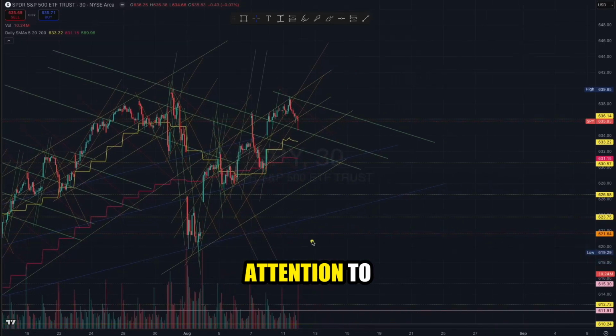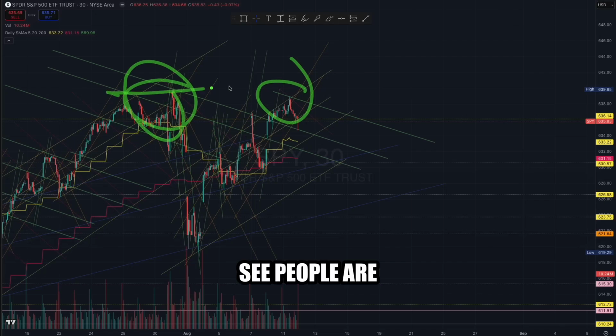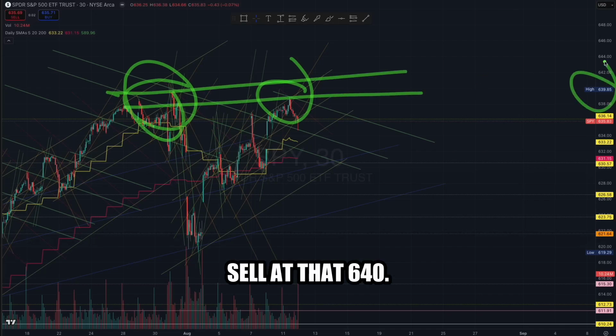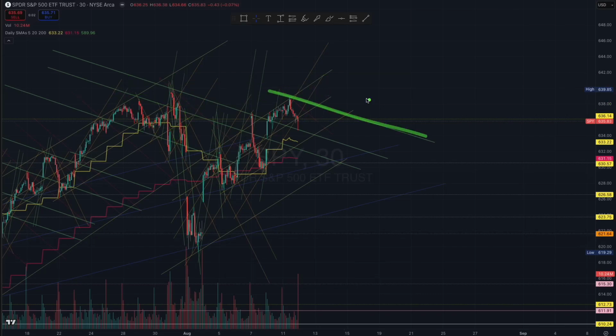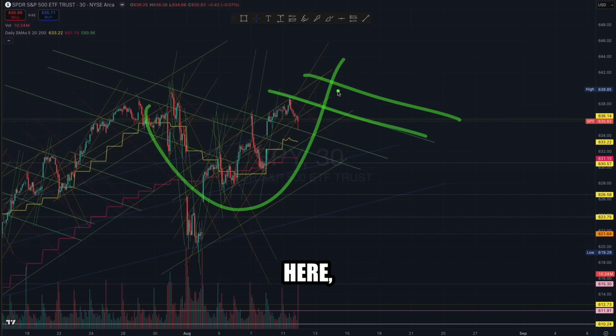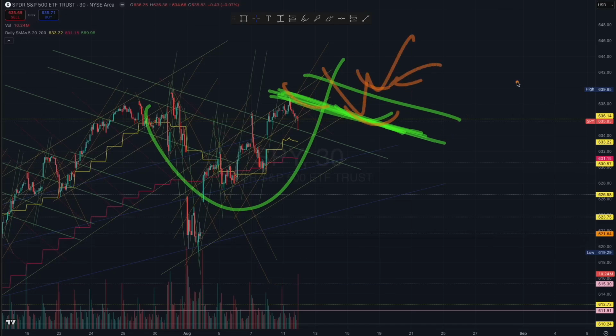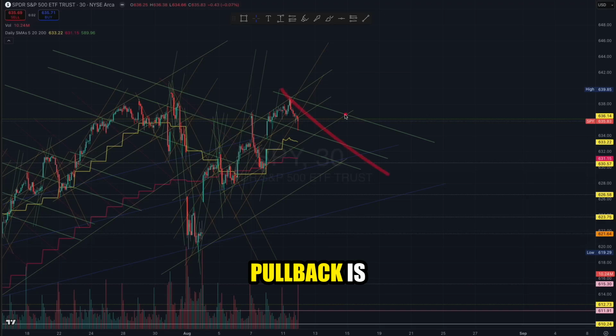So pay close attention to your major liquidity levels. There is major liquidity here. You see people are starting to sell at that 640, so I want you to be more careful. Wait for cups to close. As I mentioned here, you won't miss out, because if the cups do want to close here, you will see that this range will get defended and we will have greater structure right there if this pullback is bounced off that 5-day moving average. So quite straightforward.